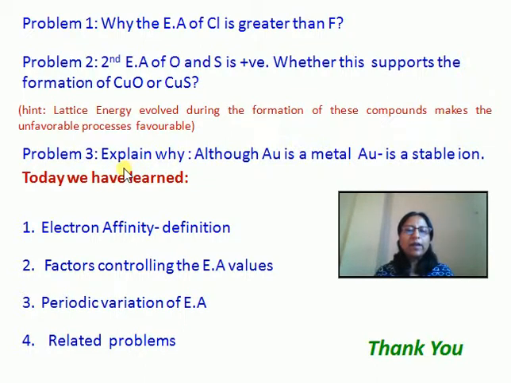And again, I have already discussed with you the question: explain why, although Au is a metal, Au minus is a stable ion. So this is already discussed in the previous slide.